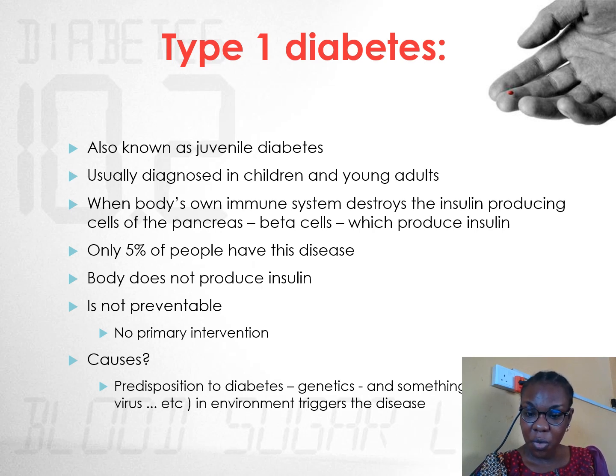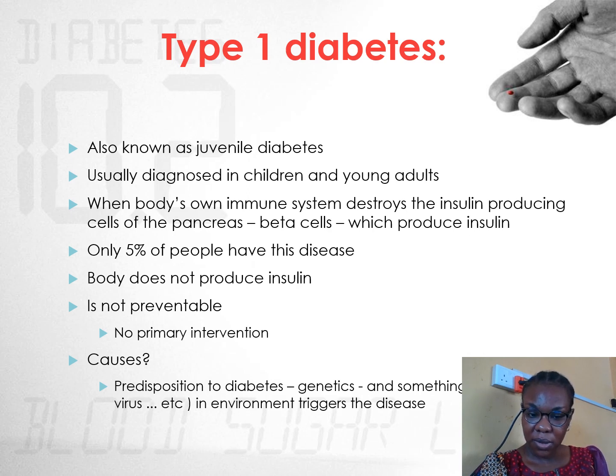Only about 5% of people have juvenile diabetes mellitus, which is insulin dependent diabetes, in which the only drug they can survive on is insulin, not tablets. So in these individuals, the body does not produce insulin at all. It is not preventable because there's no known primary cause or primary intervention other than the fact that the body's immune system, through some multiple and very varied factors, can induce an autoimmune disorder that would then destroy the beta cells of the pancreas.